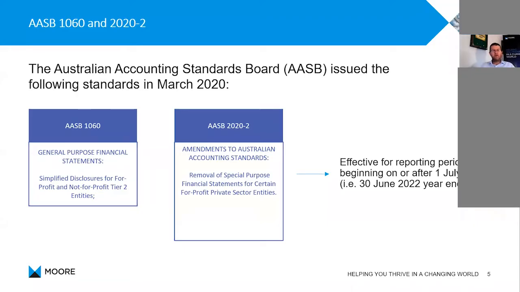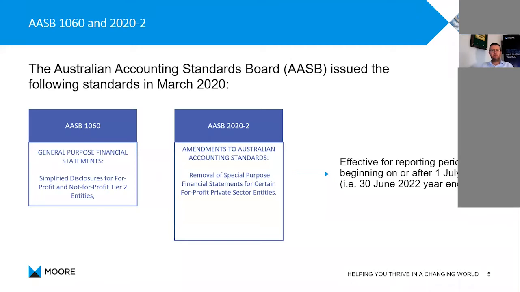So in March 2020, the AASB adopted two new accounting standards. And I think because they were adopted at the same time, it did actually confuse people to a certain degree. So the first one was AASB 1060, and it created the simplified disclosure regime, or what's known as the SDS regime. And the second was AASB 2020-2, which removes special purpose for certain for-profit entities. So I'm going to talk in detail about how these two interact and how it affects you.